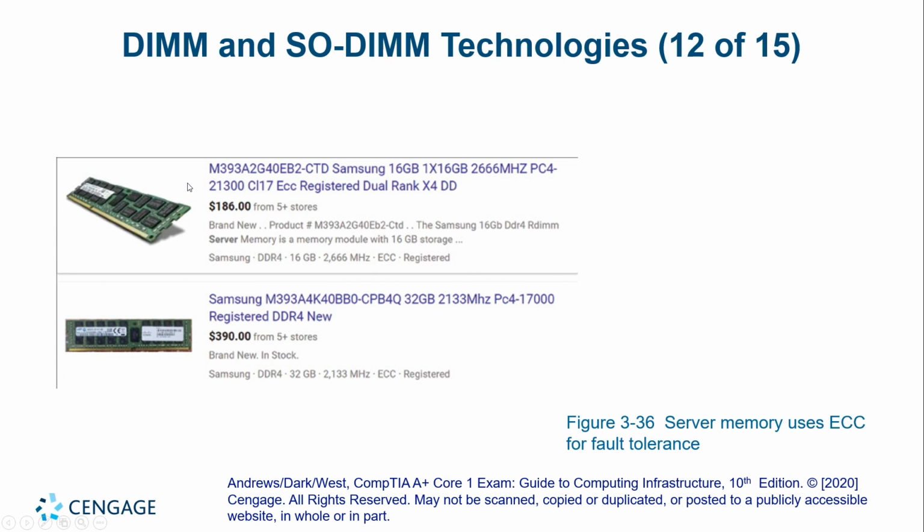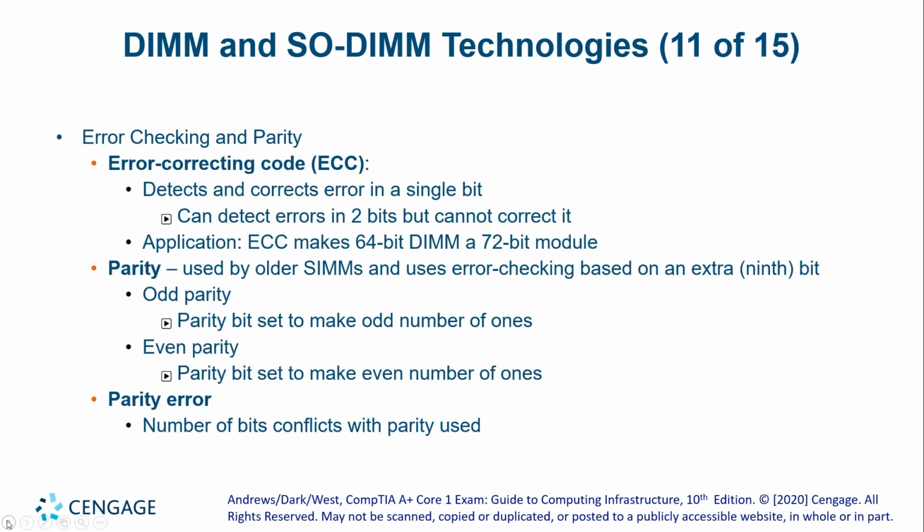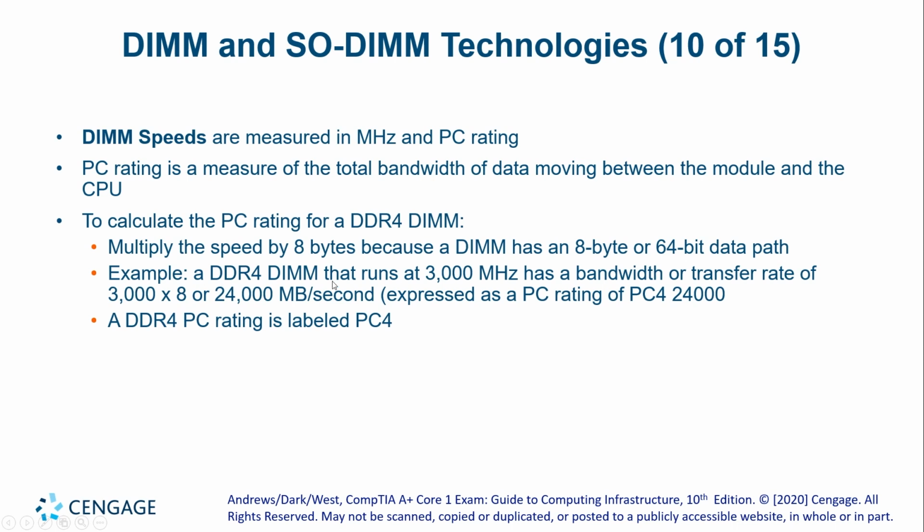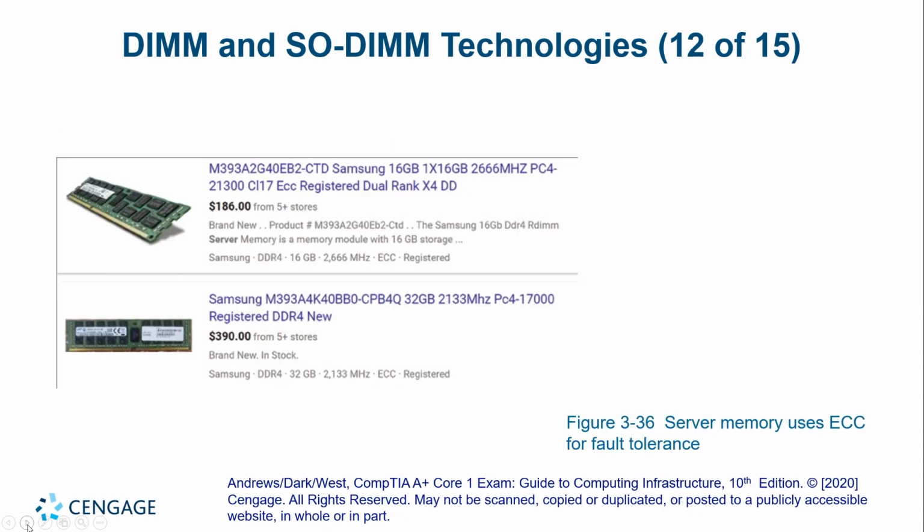So yeah, if we multiply the 8 bits times 2666 as we were instructed to. Back here, we got 8 bits times the bandwidth, or times the speed rather, because these are 64-bit, or pardon me, 64-bit or 8-byte modules. We multiply 8 times that number, that will give us the throughput or the bandwidth. So basically this is 21,300 megabits per second.